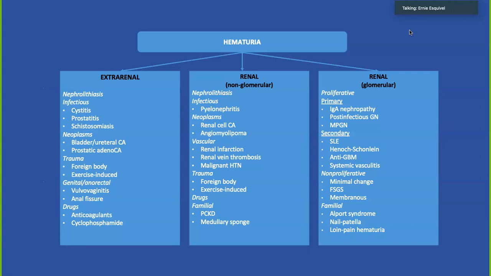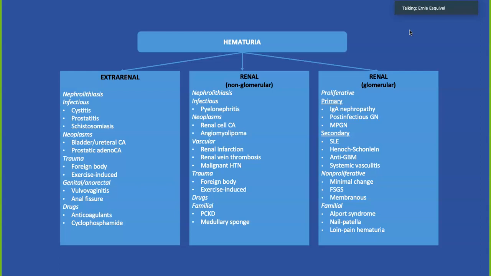With that, what we're going to do is go to the approach to hematuria. And as you can see, when we go down the framework of extrarenal and renal, there are several diseases that are common, or systems commonly involved. So nephrolithiasis causes both extrarenal and renal hematuria, as do infectious etiologies, neoplastic processes, trauma, genital and anorectal issues may be pertinent, and drugs as well.